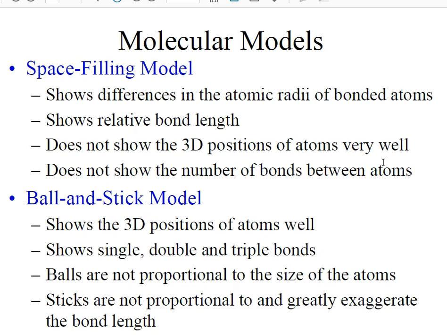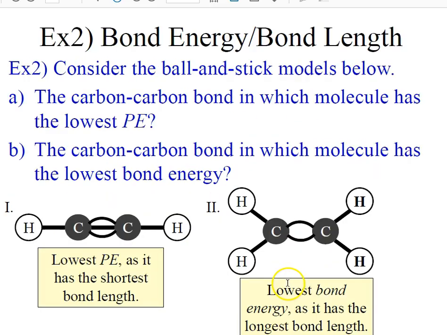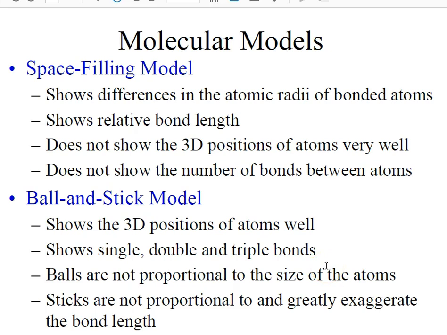In a ball and stick model, which is what we see here and what we see if we're going to build our own model sets, there are some advantages and disadvantages. It shows you the positioning of the atoms really well in 3-dimensional space. You can get an idea of the bond angles. It'll show you very clearly what type of bond you have, single, double, or triple. But the problem is the balls and especially the sticks are not really proportional to the actual sizes.